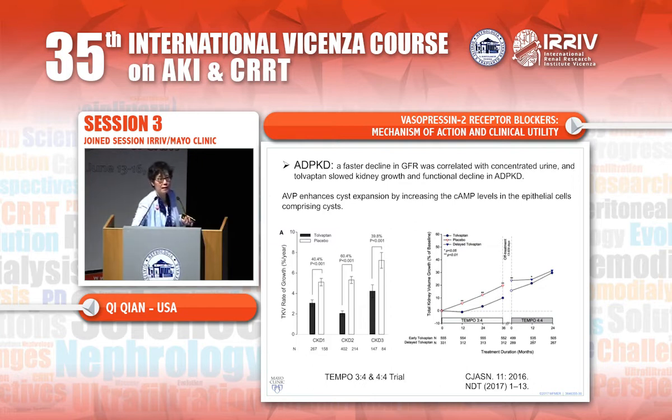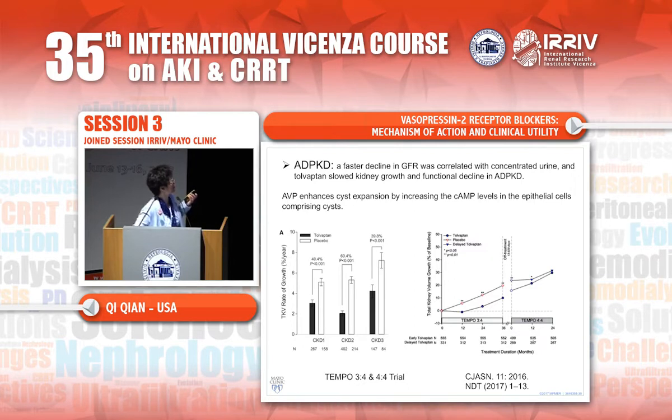Tolvaptan use in ADPKD is probably much clearer and non-equivocal. There's really a good benefit consistently across all the published studies. Basically, in ADPKD, there's a fast decline of GFR, demonstrated in the CRISP study way back in 2008 on natural history. So in patients with ADPKD, if their urine is more concentrated, they tend to have a faster decline of GFR. But if you make them drink more water, it tends to be associated with a lower rate of decline of GFR.